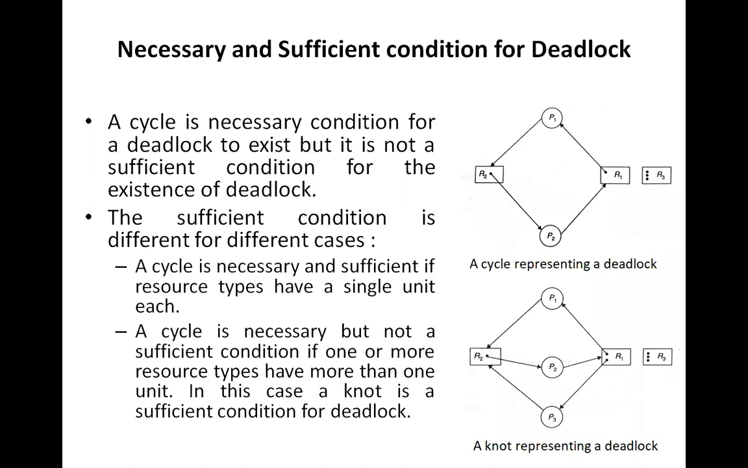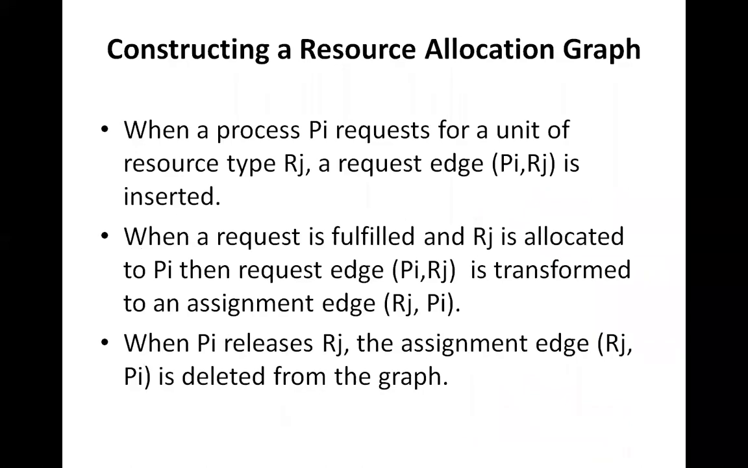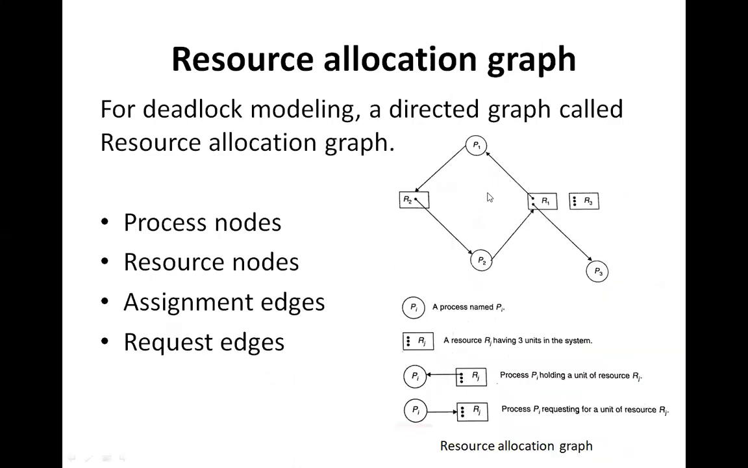So meaning thereby, a cycle in the graph is a necessary condition as well as a sufficient condition for those systems in which the resources are having only a single unit. But if the resources are having multiple units, then in that particular case, the cycle will be a necessary condition, but it is not a sufficient condition, as discussed in this particular case. Because if P3 is going to release, R1 will be available to P2.